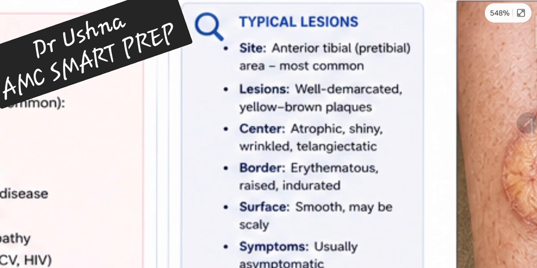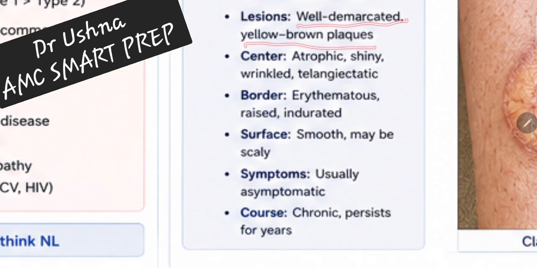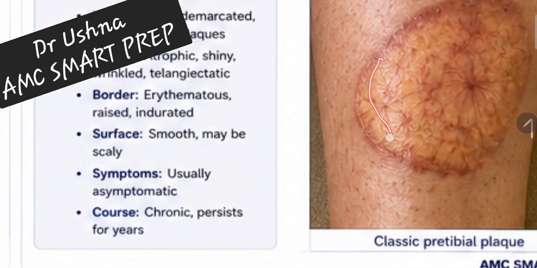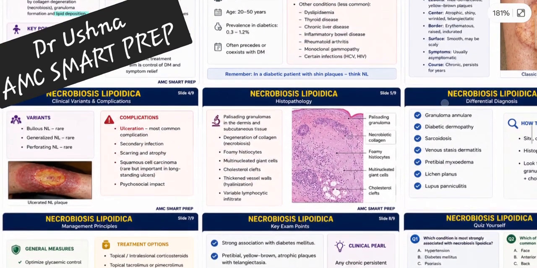So the typical location is the anterior tibia. As you can see, in the pretibial area there is going to be a well demarcated, yellowish-brown plaque. Atrophy is a very important component. Wrinkles can be there, and telangiectasia can be there. The border has a very important characteristic: you are going to have a raised, erythematous, telangiectatic, indurated border. The patient is mostly asymptomatic, but this is a chronic condition. That's why we are more concerned. Whenever a condition is chronic, there is a chance of development of complications like squamous cell carcinoma.